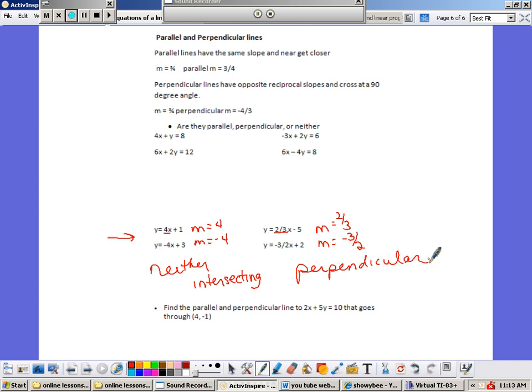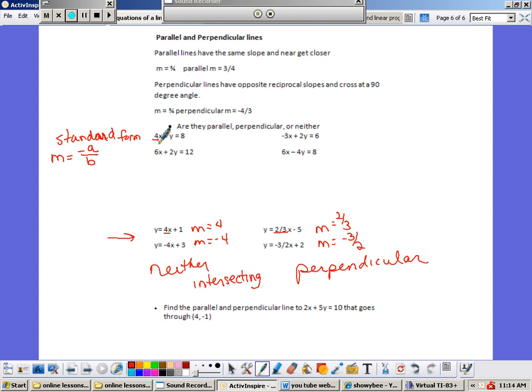Now, the reason I skipped the first two is because they're not in y equals mx plus b form, so it's going to be harder for me to find the slope. Now, there is an equation that's on your formula sheet that helps you do it easier, and it says that if you're in standard form, which we are, to find slope, you can use negative a over b.